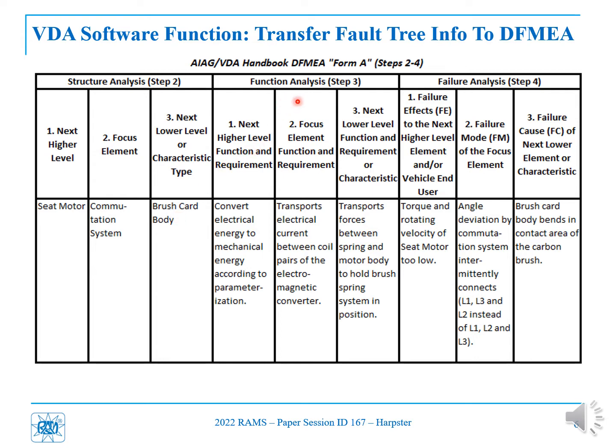Then what we see in step number 3 is we list the individual functions for these 3 elements. So the next higher level function, then the second level, which is the actual focus element function, and then finally the component level function here. And then the final step is to take your failure analysis and then populate step 4 of the form. And so you can basically see that we've populated the failure modes of these 3 elements in this failure analysis section of the design FMEA.